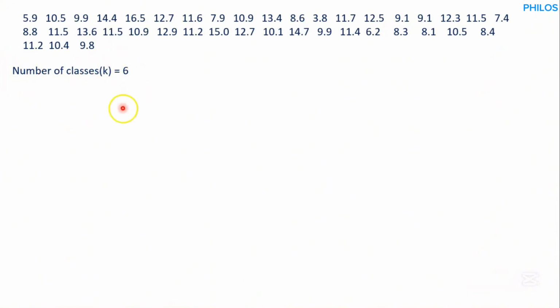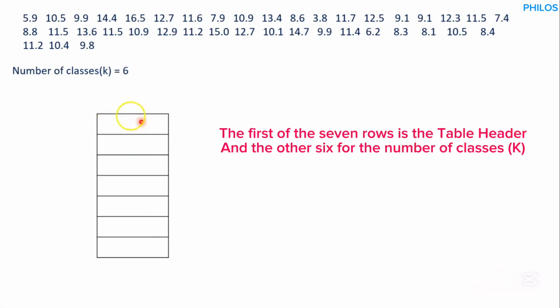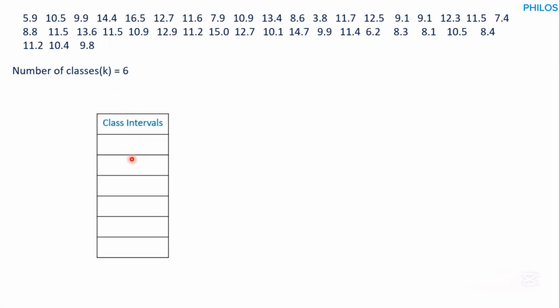So for that matter, let me draw a column having 7 rows. The first row is going to be like that, so let me title it class intervals. So the remaining 6 rows is for this. Now that we know the number of classes, let's go ahead and find the class width. Class width wasn't given in the question. If the class width were also given in the question, you just use it as given. But class width wasn't given in this question, so we have to find it ourselves.